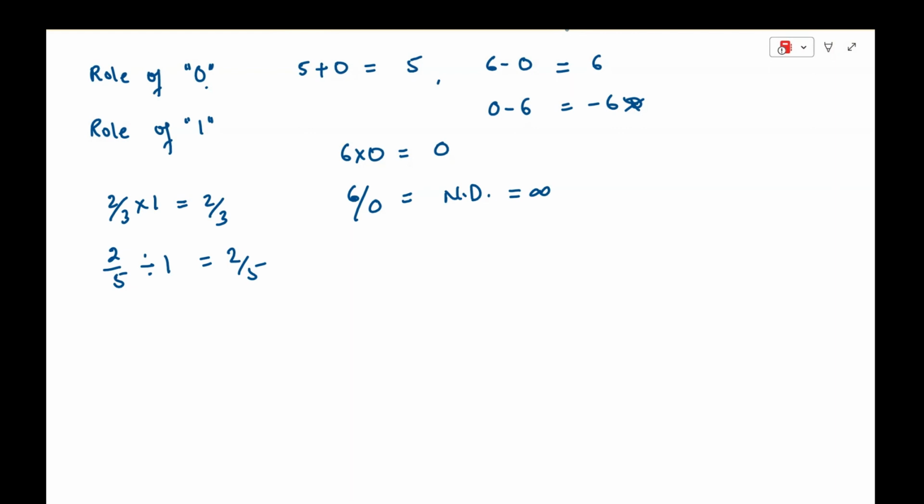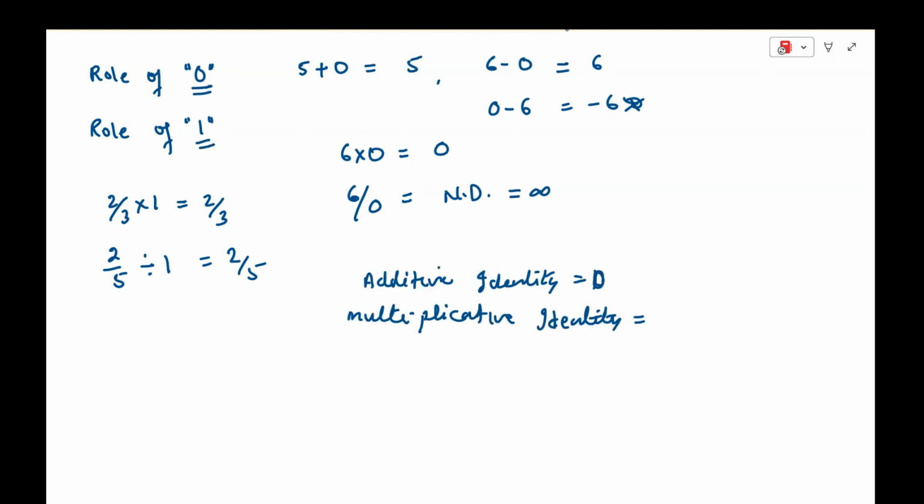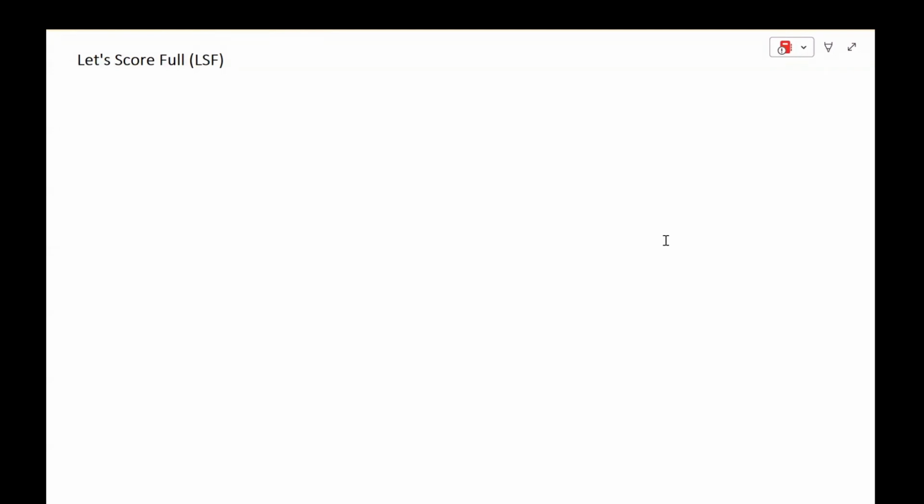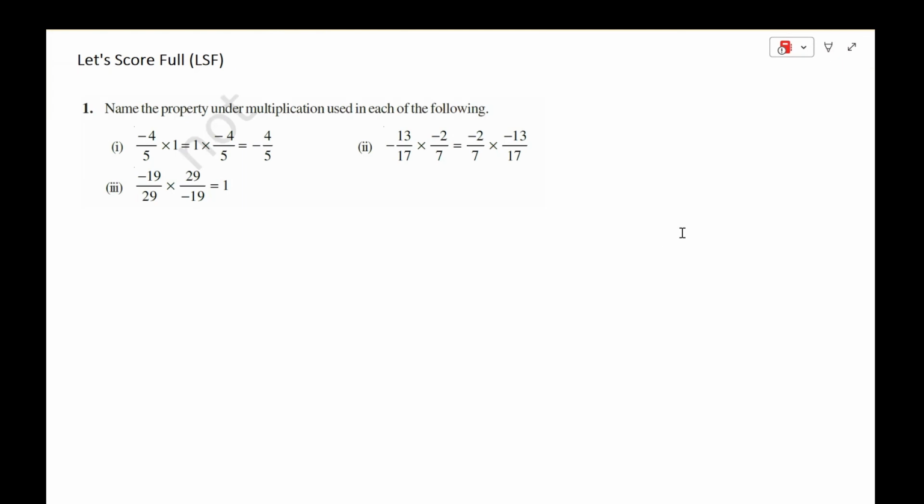So here in short, I say additive identity is 0 and multiplicative identity is 1. Additive identity is 0 and multiplicative identity is 1. So let's start with the exercise.